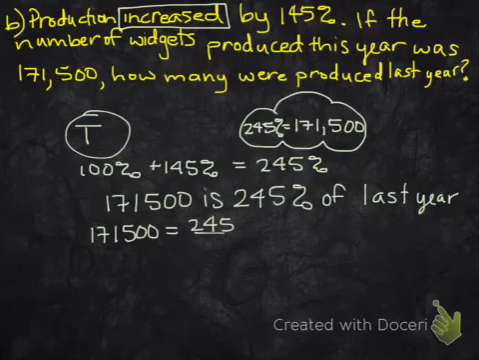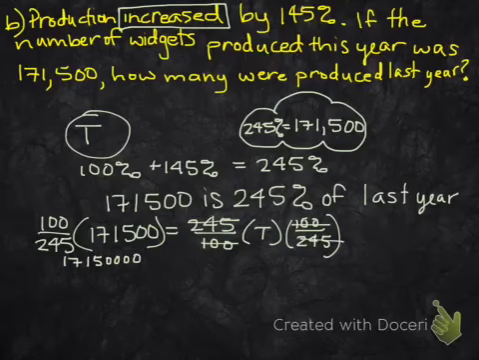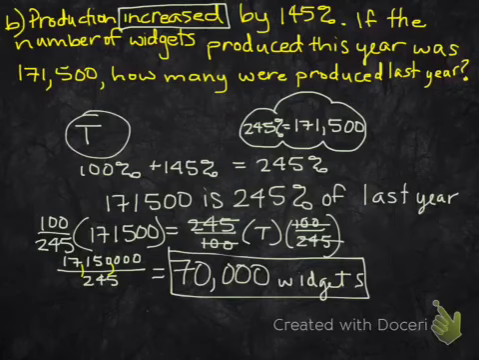So 171,500 equals 245 over 100 times t. Multiply both sides by 100 over 245 and cancel. And we see that we get, it's going to be, sorry, don't have commas in here. So it's going to be 17,150,000 divided by 245. So when we put that in the calculator, we get 70,000 widgets were produced last year.